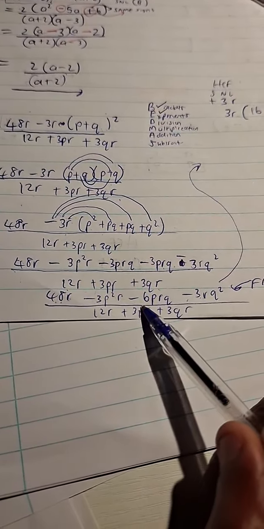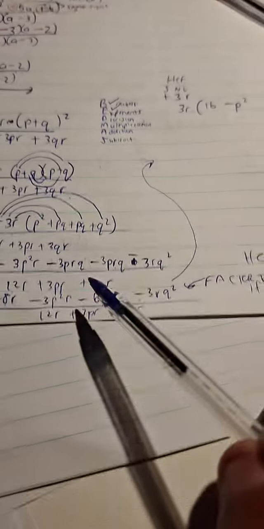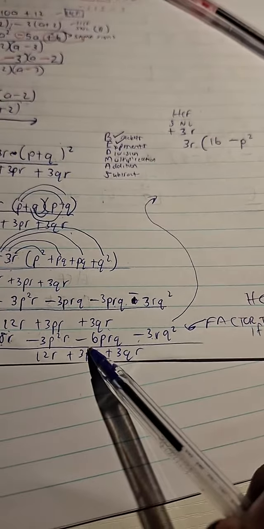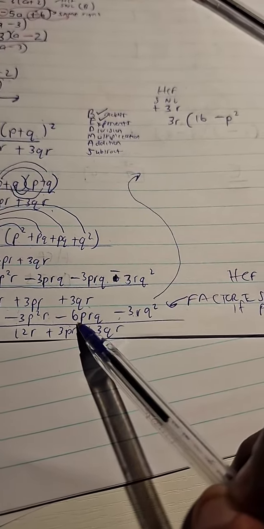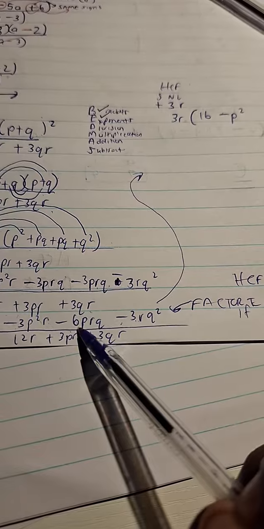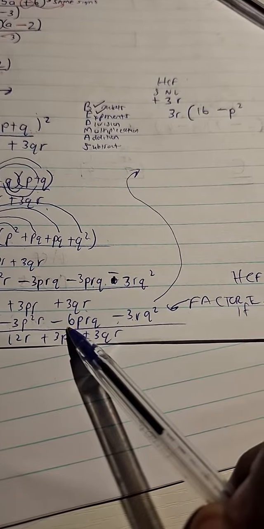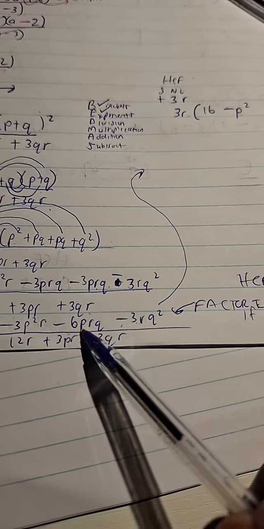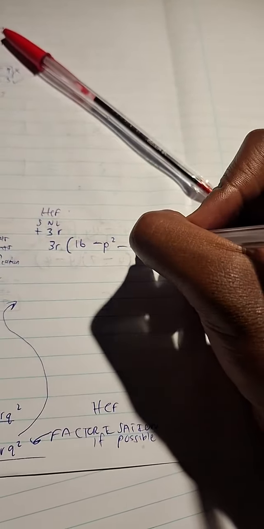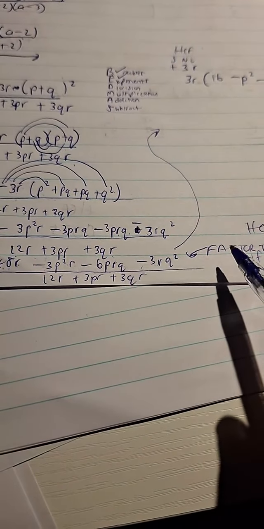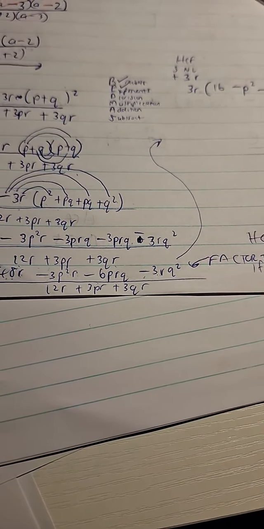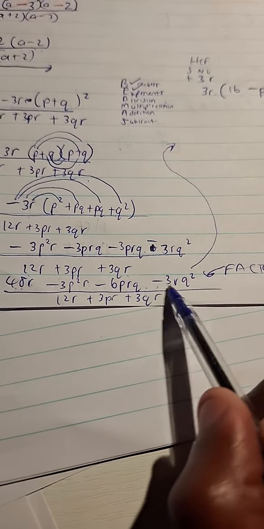Let's move on to the next term. We have 3R that's out. What do we multiply that 3R with to get negative 6PRQ? So the number will be negative 2. Negative 2 PQ. Okay. I hope we are good there. Then we move on to the next one.